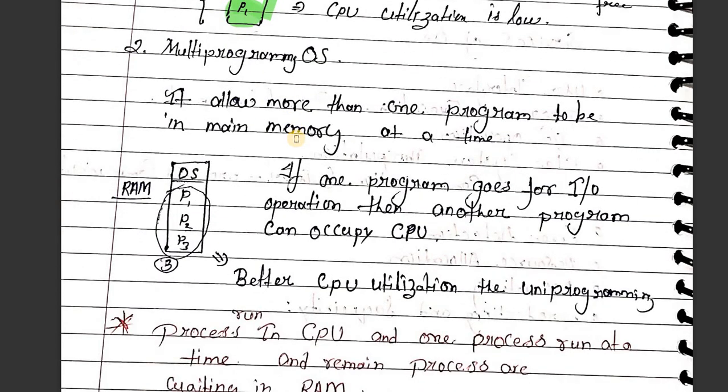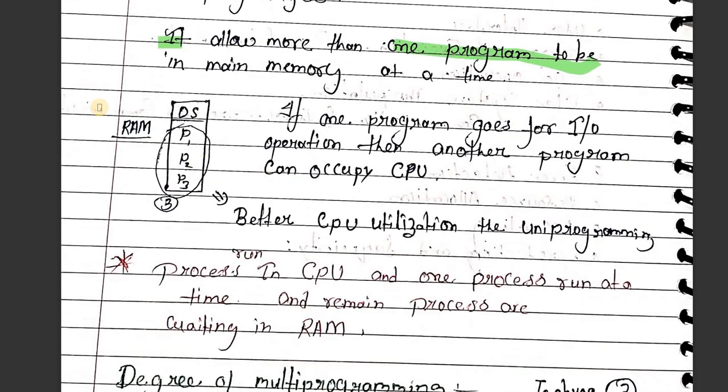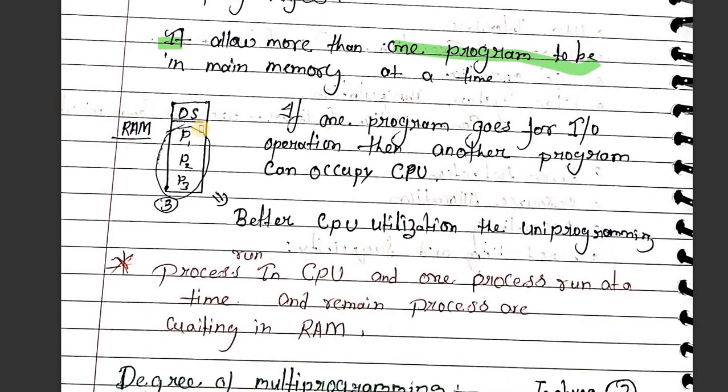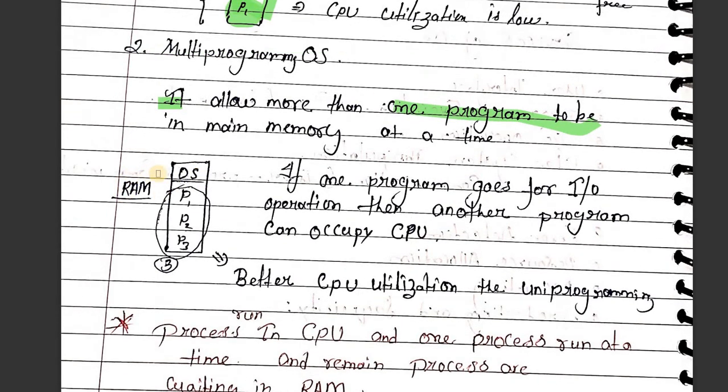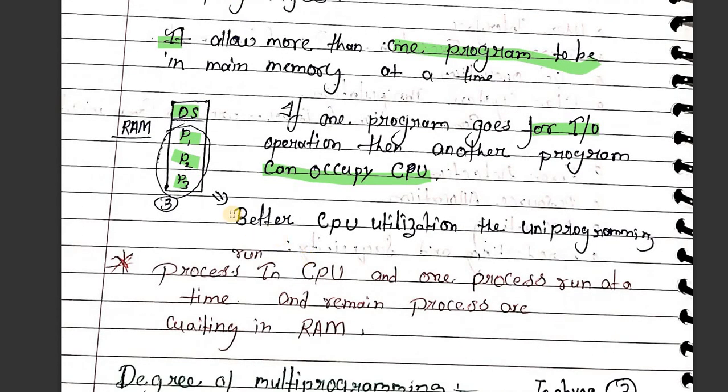Then the multiprogramming operating system allows more than one program to be in main memory at a time. Nowadays mostly we use multiprogramming OS, in which there are multiple processes in main memory. If one program goes for input output operation, then another program can occupy the CPU. Means if one process is in CPU and it goes into input output, the blocked state, then another process can occupy the CPU. This gives better CPU utilization than uniprogramming.